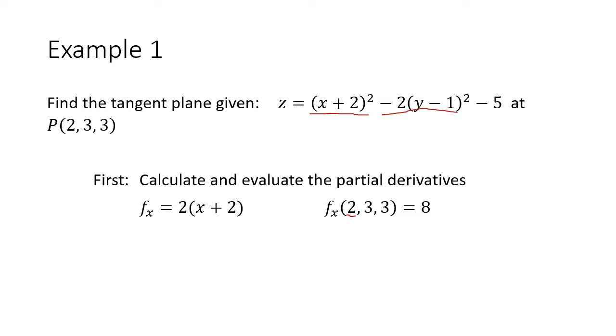Then we do the same thing with the partial derivative with respect to y. And again, that's this whole part. So bring the 2 down in front. So negative 4 times the quantity y minus 1. Evaluate that at the point. And again, plugging in the value. In this case, we're only really plugging in the 3. But we get the value 8. So again, those give us our f partial x and f partial y evaluated there. And I have 8 and minus 8.